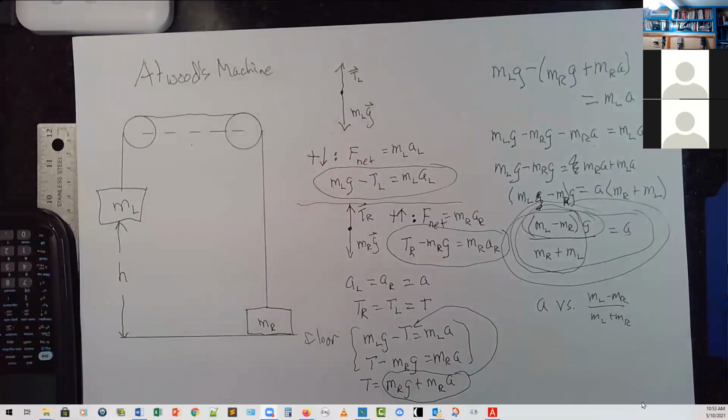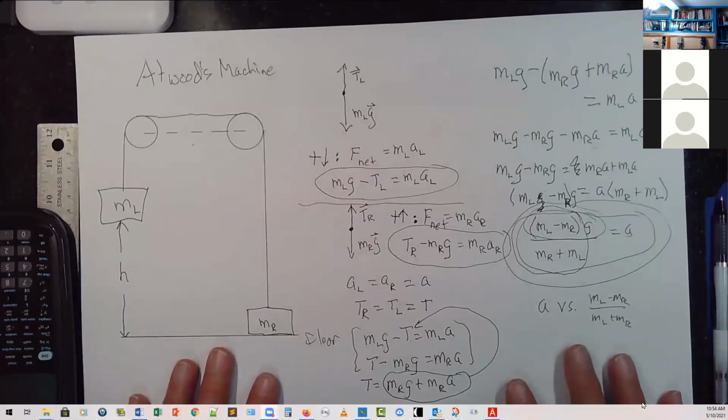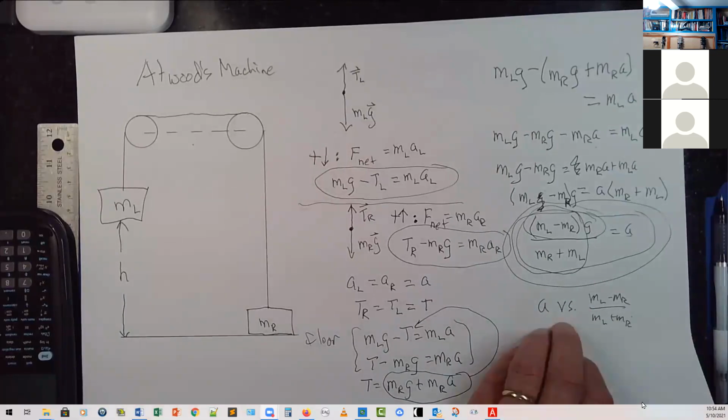And so a bunch of new things. I'll gather all the data out there at school, probably tomorrow afternoon. I have to be out there to meet somebody. And we'll see how all of that goes. Anyway, so that's an Atwood's machine. And that'll be this week's lab.